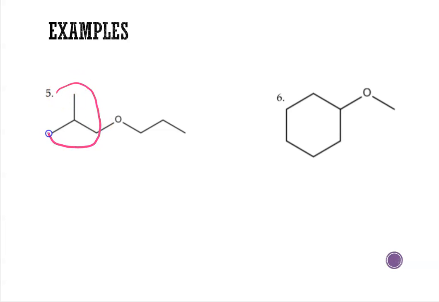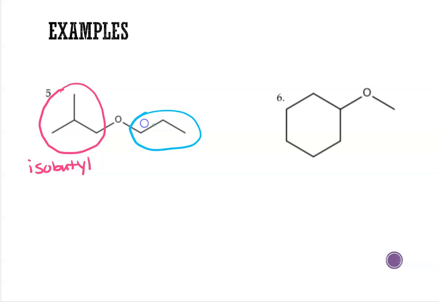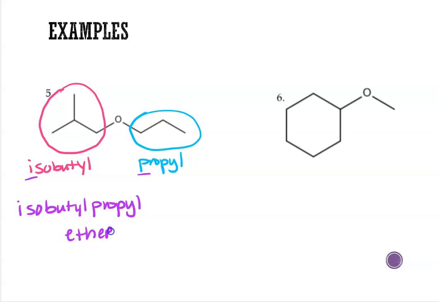So here we have this group right here. This is going to be an isobutyl group. And then over here we have 1, 2, 3, so this is a propyl group. All right, and so we're naming. Iso is part of the prefix, and then propyl. So this would just be isobutyl propyl ether.